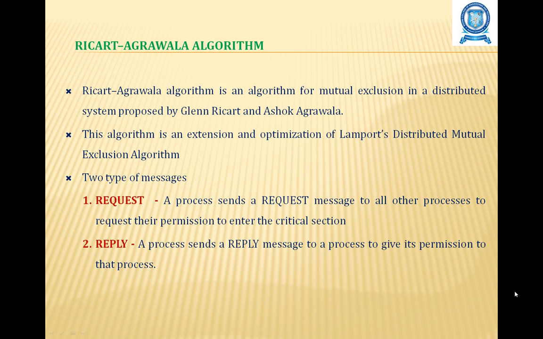In case of conflict, that means if a process Pi is waiting to execute the critical section and receives the request message from process Pj, then if the priority of Pj's request is lower, Pi defers the reply to Pj and sends the reply message to Pj only after executing the critical section for its pending request. Otherwise, Pi sends the reply message to Pj immediately, provided it is currently not executing the critical section.